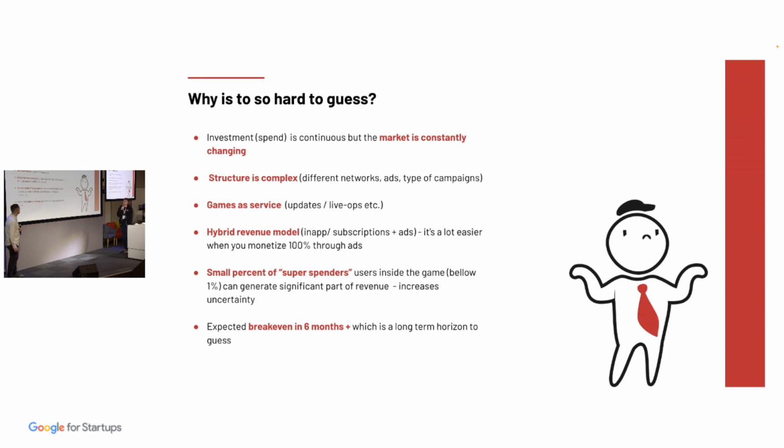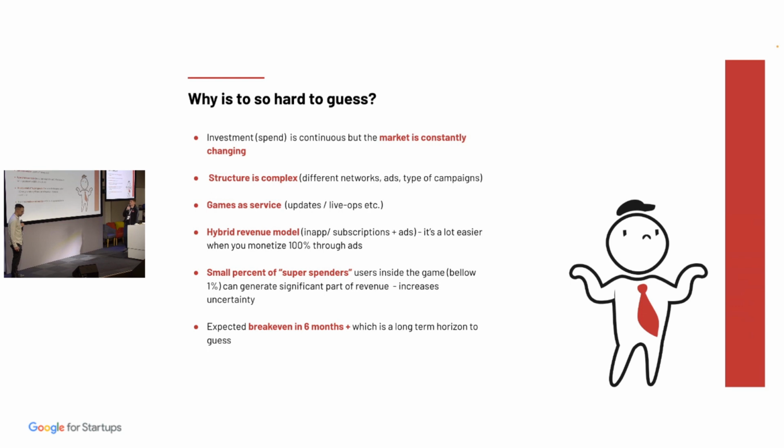The other thing is that the structure of our data is quite complex. We have different networks and types of campaigns, each of which could be described with different patterns of revenue increase over time. We try to implement our solutions in our products, which are basically games as a service. So we have a lot of updates on a monthly basis. We have live ops, which also evolve over time. So it is quite hard to guess in such a changing environment.